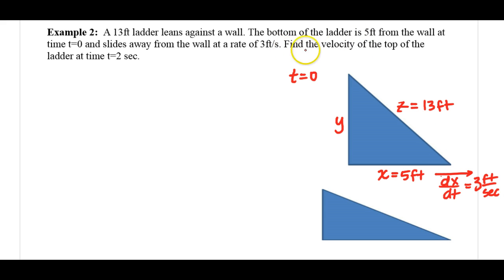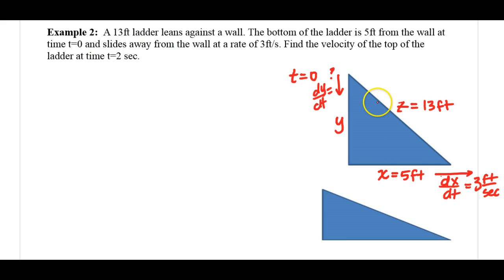So what I'm interested in finding is the velocity of the top of the ladder at time t equals 2 seconds. And here's where I think it is a little bit of a complicated question, because we're looking for how fast the top of the ladder is sliding down. So essentially, we're looking for dy/dt, the rate of change of y. So y meaning the height from the top of the ladder to the base of the floor. That's the distance that I called y. So I'm in search of dy/dt. That's what I want, but specifically when time is 2 seconds.